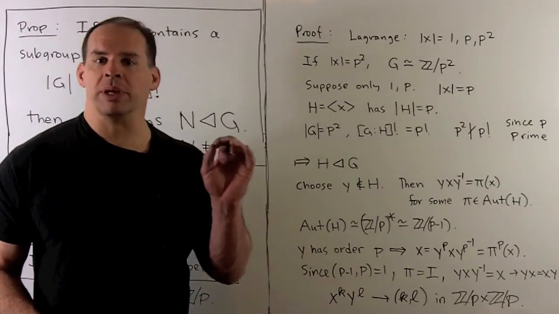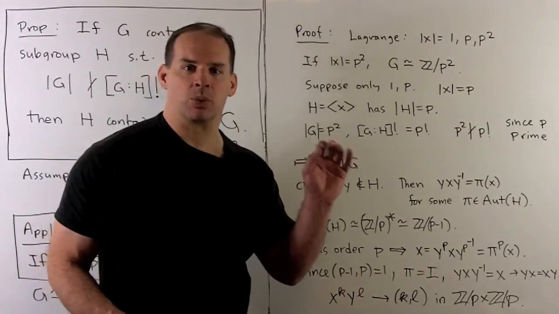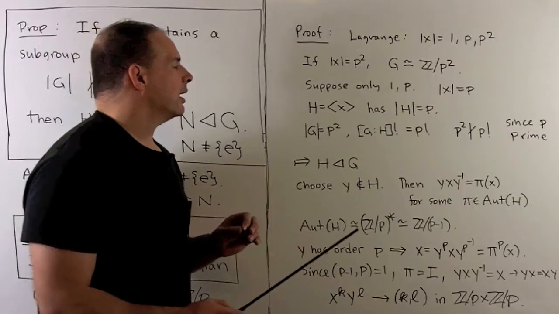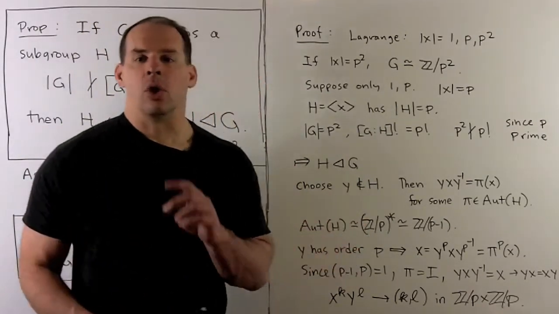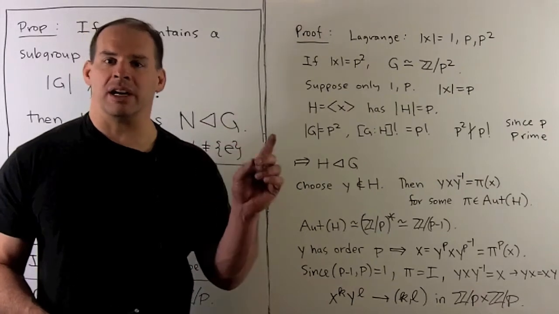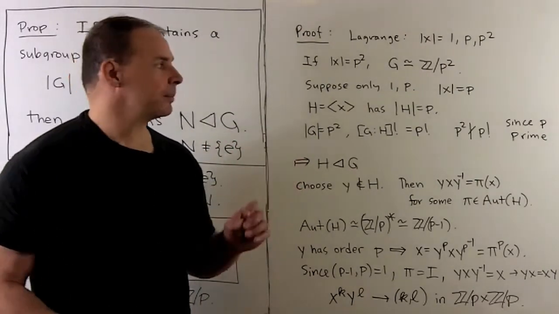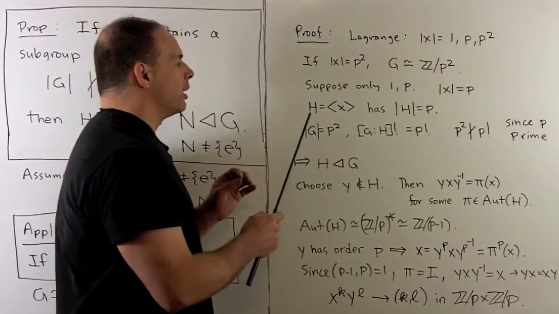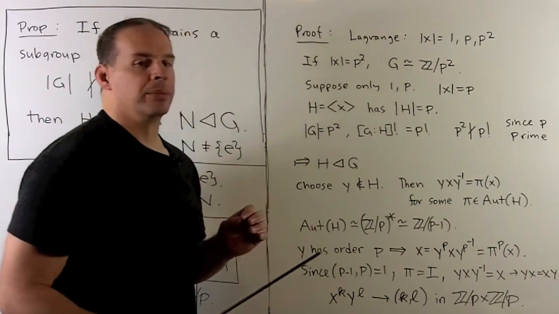If we have an element of order P squared, then our group is cyclic. It's isomorphic to Z mod P squared. So let's assume that that case doesn't happen. That means we have only elements of order 1 or P. The only element that can have order 1 is the identity. So we have another element of order P. Let's call that X. I'm going to take the group generated by X, so that's cyclic of order P, call that H.